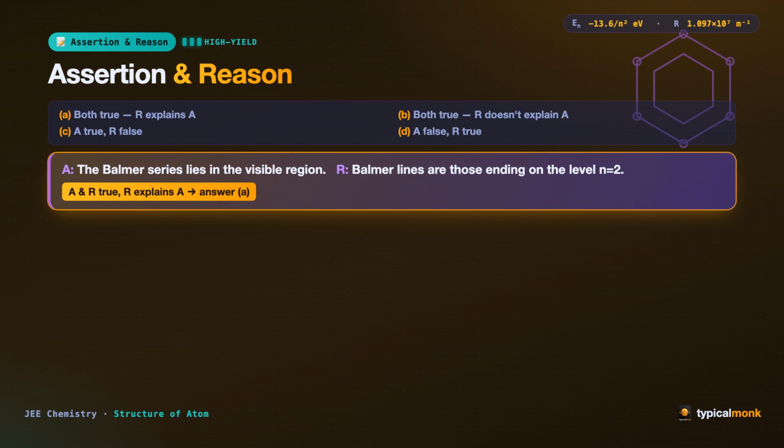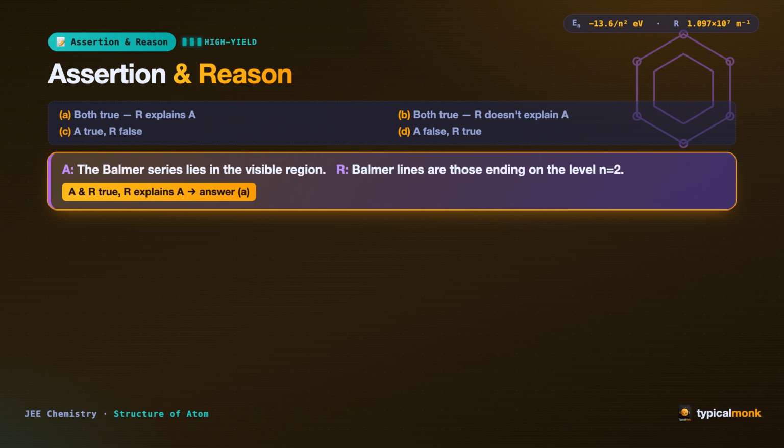Remember the 4 options. Option A, both statements true, and the reason explains the assertion. Option B, both true, but the reason does not explain the assertion. Option C, assertion true, reason false. Option D, assertion false, reason true. First one, assertion: the Balmer series lies in the visible region. Reason: Balmer lines are the ones that end on the level n equals 2.